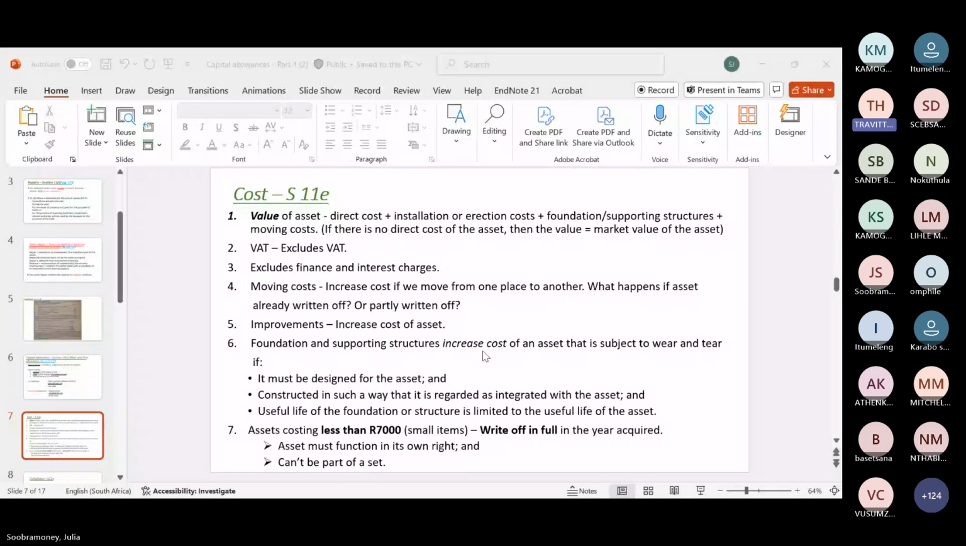Yes, ma'am. Hi. I have two questions. The first one is regarding can't be a part of a set. What would happen if the set is actually less than 7,000? If the set is less than 7,000, it's seen as a small item. You get 100% deduction when you bring it into use.